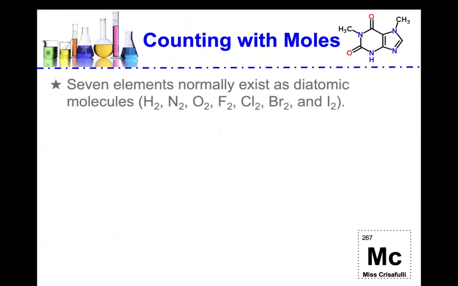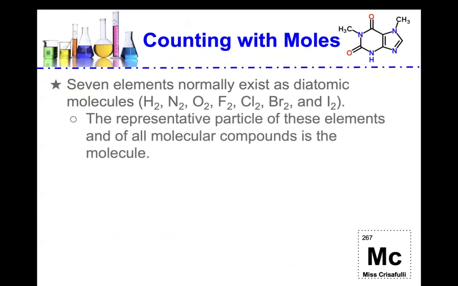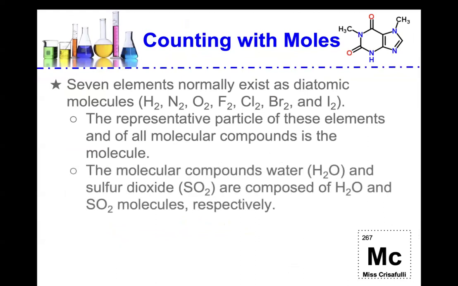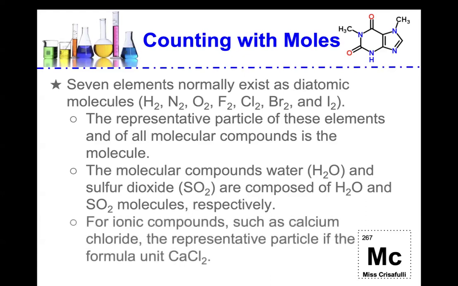7 elements normally exist as diatomic molecules, like H2, N2, O2, F2, Cl2, bromine, and iodine. And the representative particle of these elements and of all molecular compounds is the actual molecule. The molecular compounds water and sulfur dioxide are composed of H2O and SO2 molecules, respectively. And for ionic compounds, such as calcium chloride, the representative particle is the formula unit calcium chloride, CaCl2.